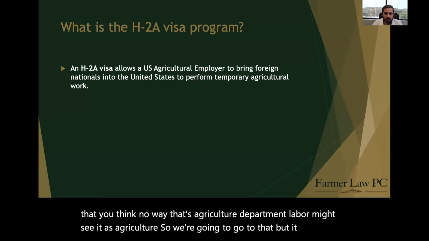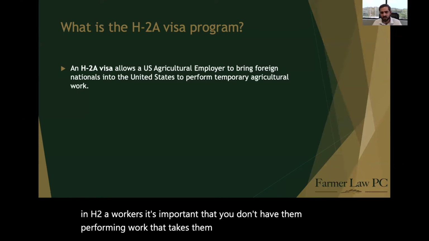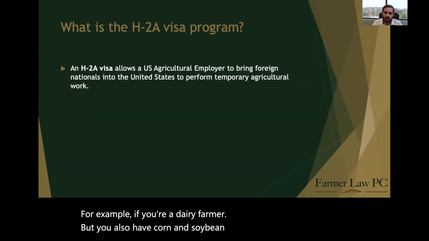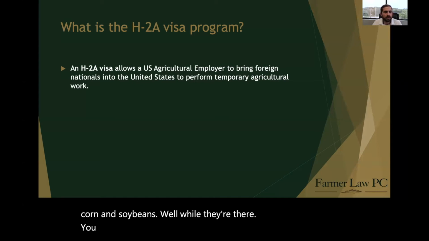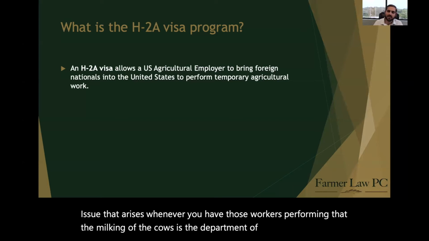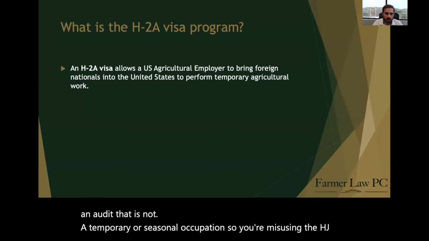But it is important to point out from a compliance perspective, if you're bringing in H-2A workers, it's important that you don't have them performing work that takes them outside of this definition. For example, if you're a dairy farmer, but you also have corn and soybean crops, and so you bring in H-2A workers to help you plant and harvest your corn and soybeans. Well, while they're there, you can always use help in your barn milking the cows. So the issue that arises whenever you have those workers performing the milking of the cows is the Department of Labor knows in an audit that is not a temporary or seasonal occupation. So you're misusing the H-2A workers, something they get really mad about.